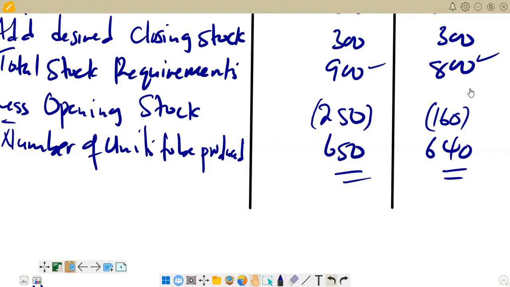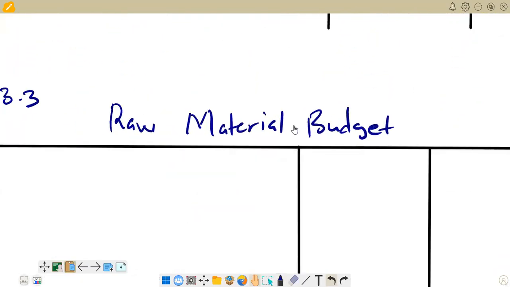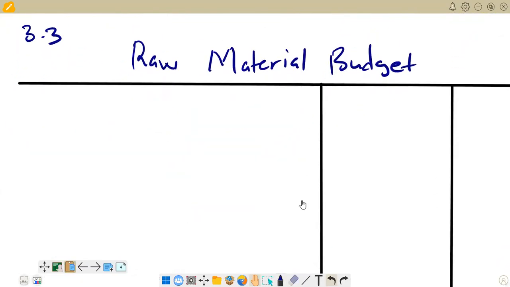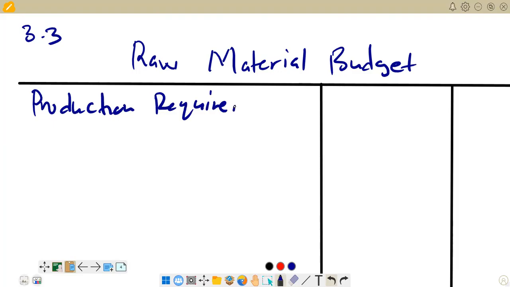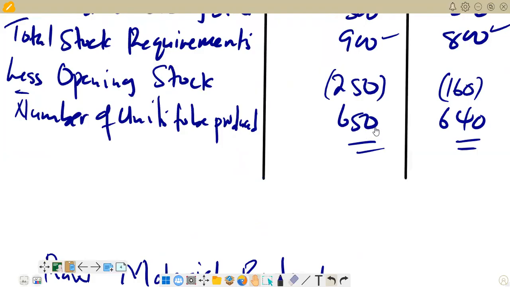So we can now go to the next one, which is the raw material budget. Let's see what we have in terms of the raw material budget here. On the raw material budget, we are going to start with the production requirements. Remember, the production requirements are these figures that we calculated in the production budget, that is 650 and 640.